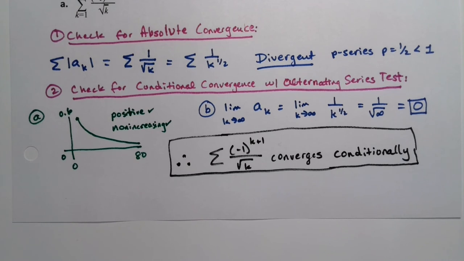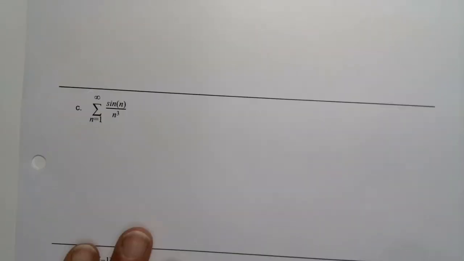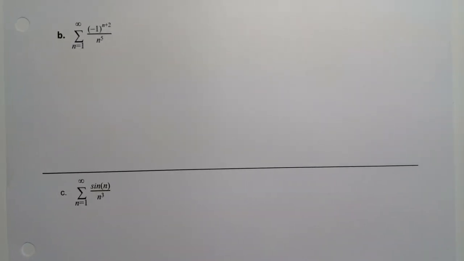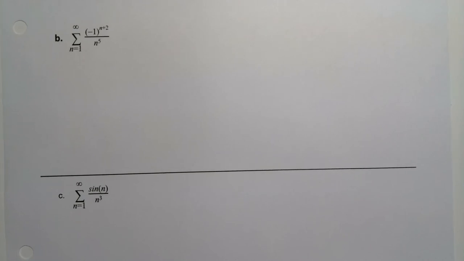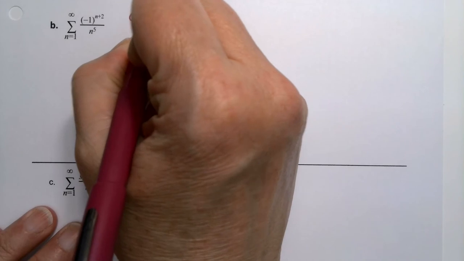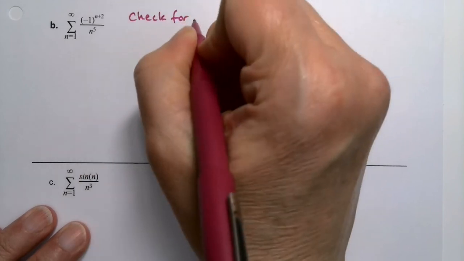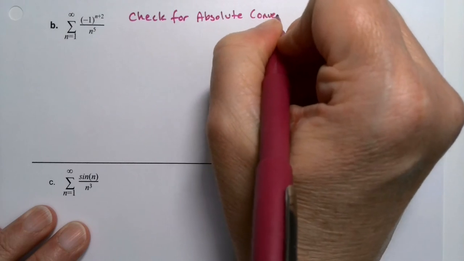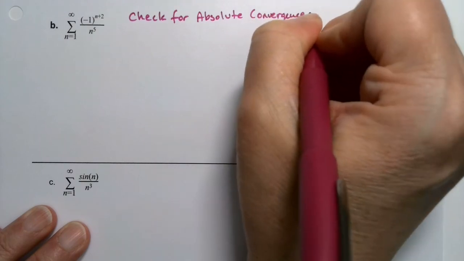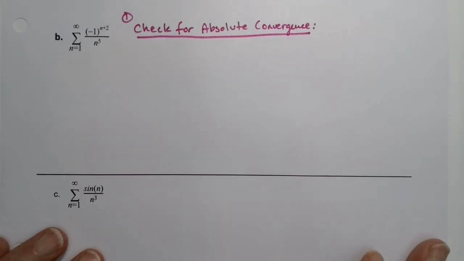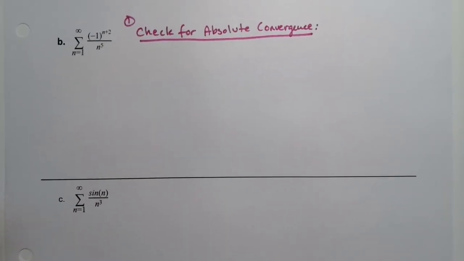All right, so let's go to the next one. All right, negative 1 to the n plus 2 over n to the 5th. Okay, well, let's check for absolute convergence. Which would be step 1. But if we can prove it, then that's all we have to do, which is always nice.